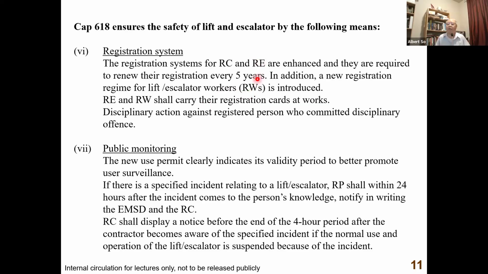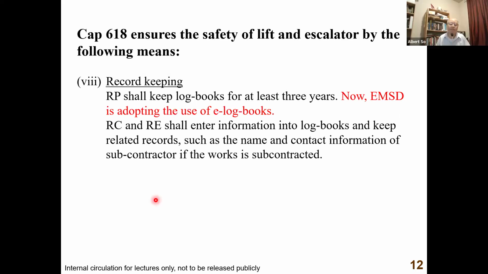Now, engineers and workers have different responsibilities. Registered engineers are mainly responsible for testing the lifts and escalators, and registered workers are responsible for installing and maintaining the lifts and escalators. But usually in Hong Kong, the registered engineers are the boss of the registered workers. Not necessarily, but usually. And then public monitoring: the public will also monitor the safe operation of lifts and escalators and report to EMSD when something is wrong.